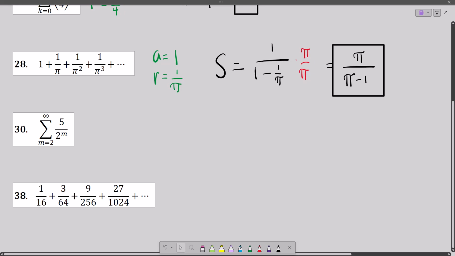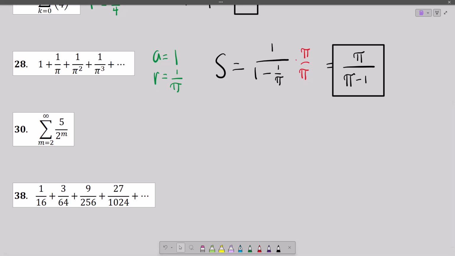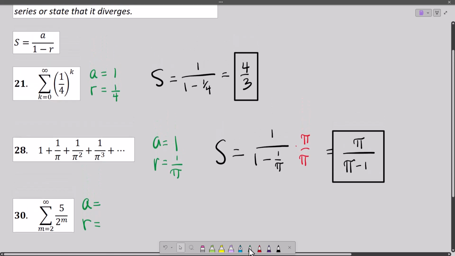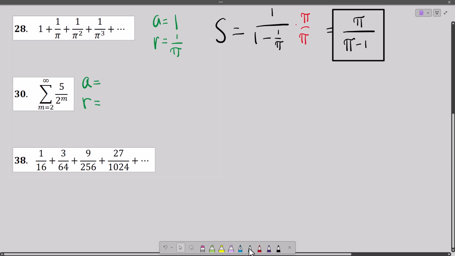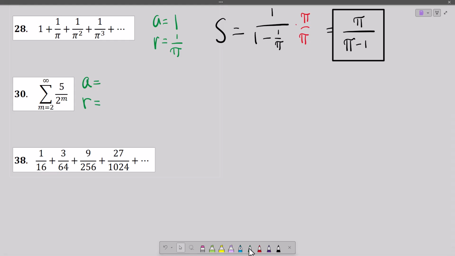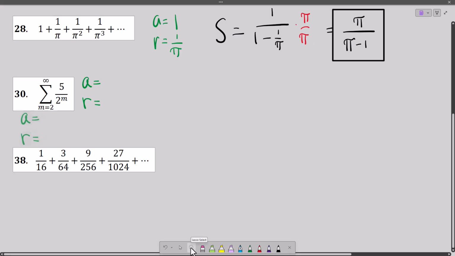Okay, think to yourself about the two questions here. What is A, what is R? Those are the two things we need. Our formula is A over 1 minus R. So we need A and we need R. Think to yourself what A is and what R is. Maybe I'm going to move those down below because we might want to expand this series a little bit just to make sure.